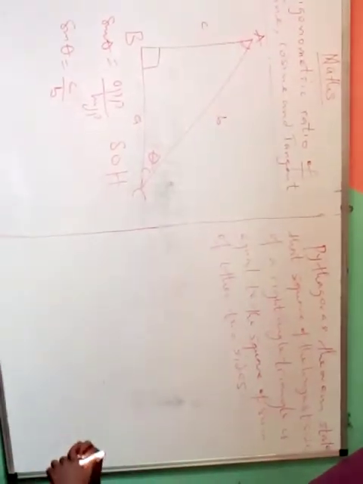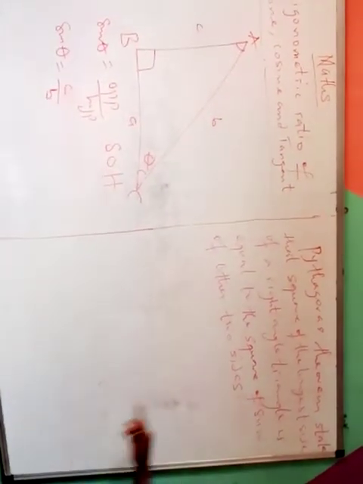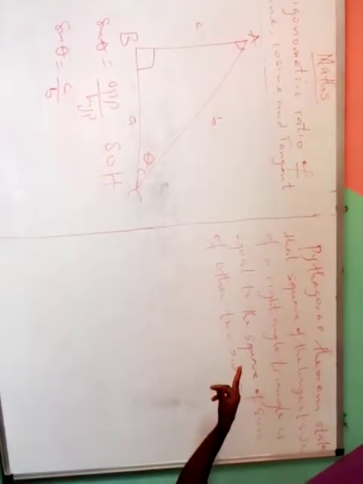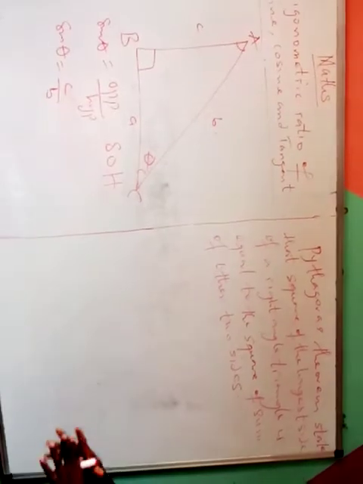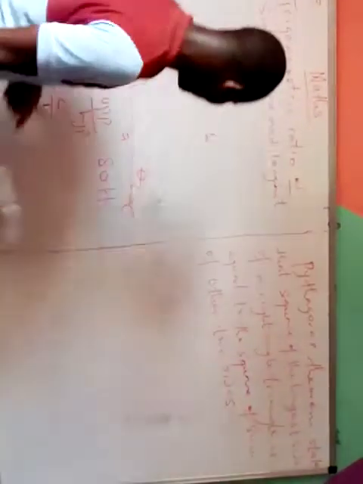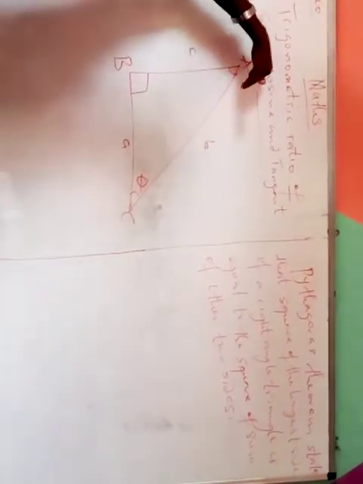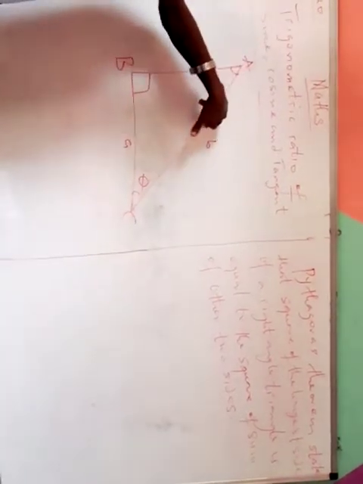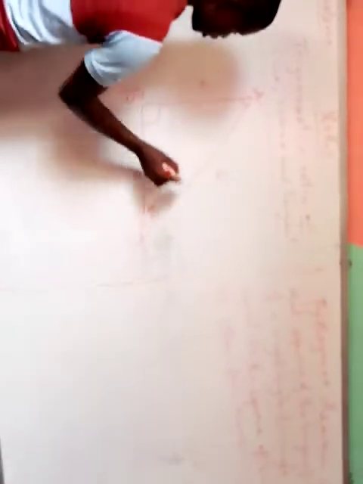Now, let's go again. Pythagoras theorem says that the square of the longest side of a right angle triangle is equal to the sum of the squares of the other two sides. Now, in a right angle triangle like this, let's bring out something. Look at the longest side here of this right angle triangle. Here is the longest side of this particular triangle.